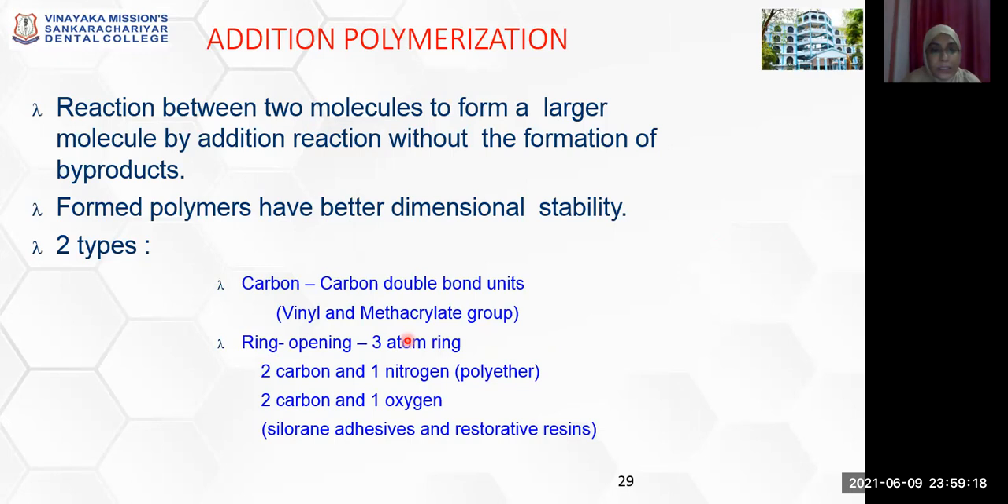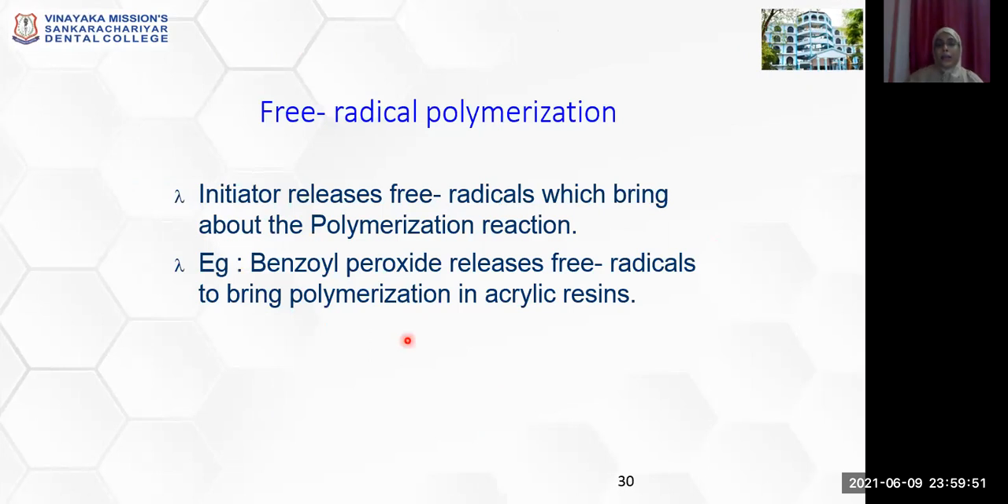A reaction between two molecules forming a larger molecule without formation of byproducts is called addition polymerization. This addition polymerization is again of two types. Either there can be a carbon-carbon double bond unit, which is what we are going to see here in denture base resins, or you have ring opening, where you have two carbons and one nitrogen, or two carbons and one oxygen. But here in PMMA it is carbon-carbon double bond units, which we will see in the coming slides. This addition polymerization is also called free radical polymerization. Why?